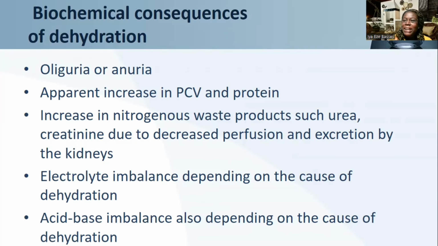You could also have acid-base imbalance depending on the cause of the dehydration. Let's go to vomiting again. If you do have vomiting, because you are losing acid, you are going to have an increase in bicarbonate. So you're going to have what is called metabolic alkalosis. For diarrhea, because you are losing bicarbonate-rich fluid, you are going to have what is called metabolic acidosis. So you see that different conditions can have a different acid-base imbalance.